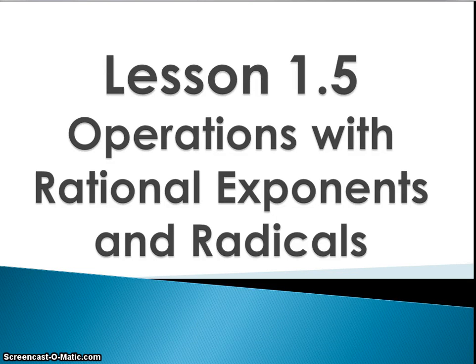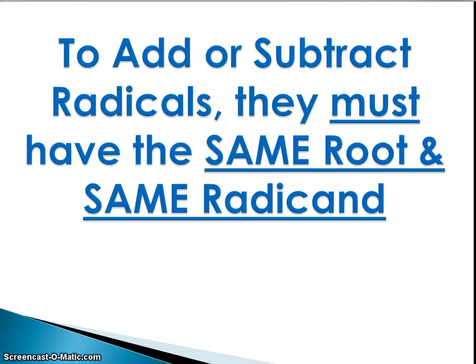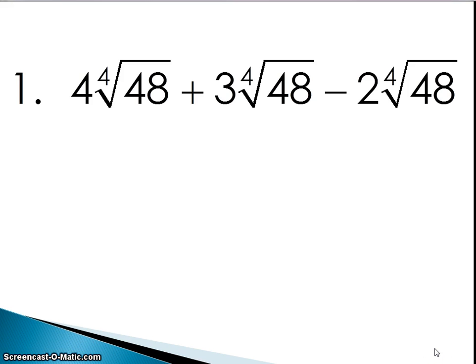Lesson 1.5, Operations with Rational Exponents and Radicals. To add or subtract radicals, they must have the same root and same radicand. So take a look at problem number 1. Notice they all have a radicand of 48 and a root of 4.